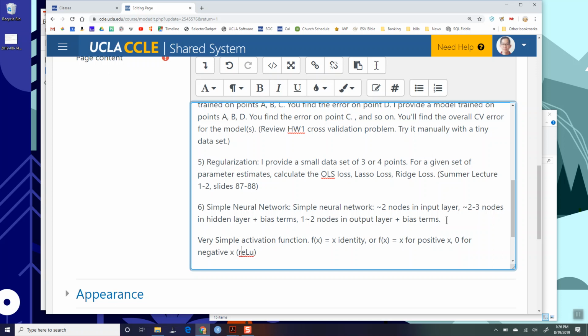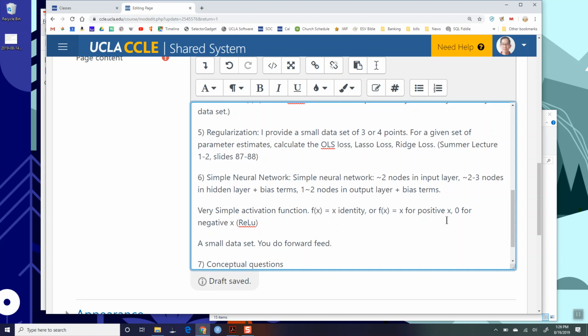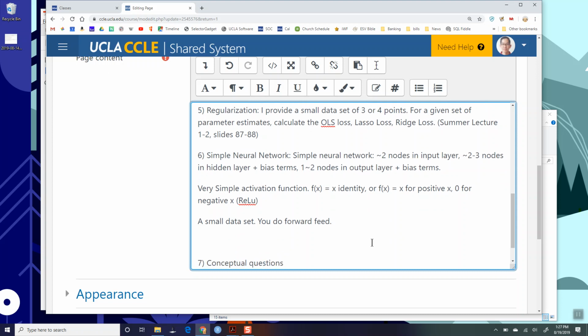All right. So it's a very simple function. So there's still a lot of stuff you have to do because you've got to do the matrix multiplication. So I'm just trying to make your life a little bit easier by using a simple activation function. Okay. A small data set, you do forward feed, and then the other part is I think I will ask you to estimate one of the gradients numerically, by perturbing each element by 0.01 or something. Okay, and again, just like estimating the gradient numerically for the other problem, make sure you do it 1 element at a time.